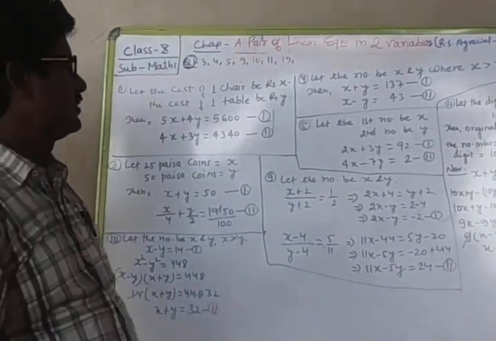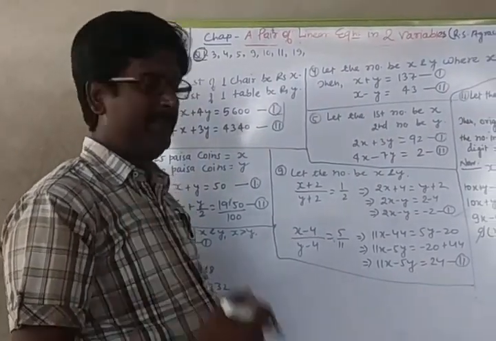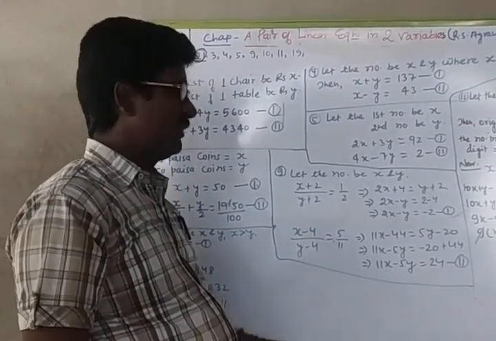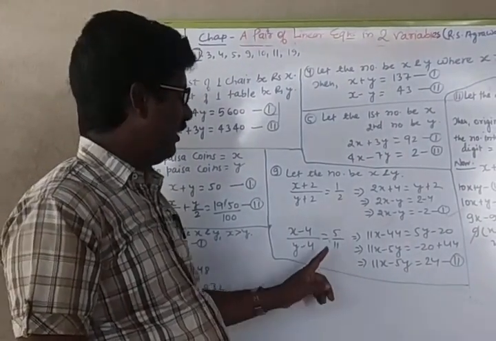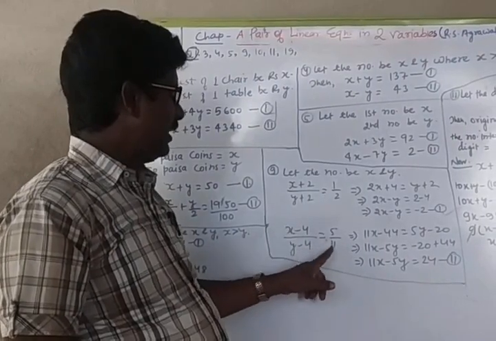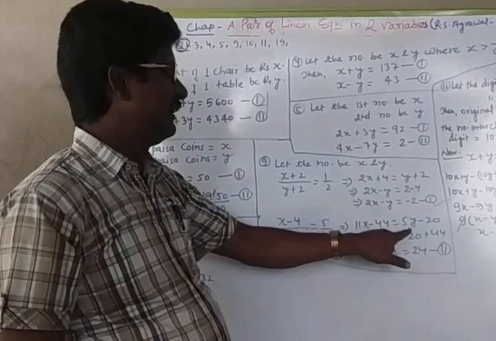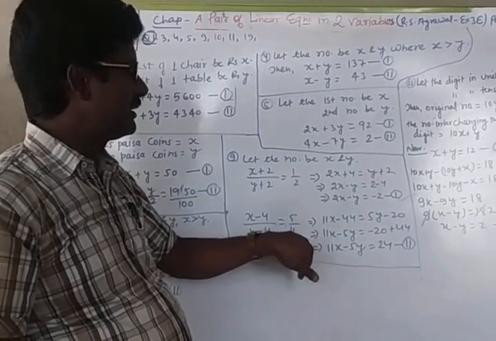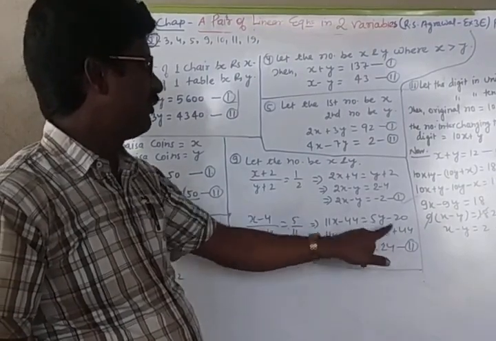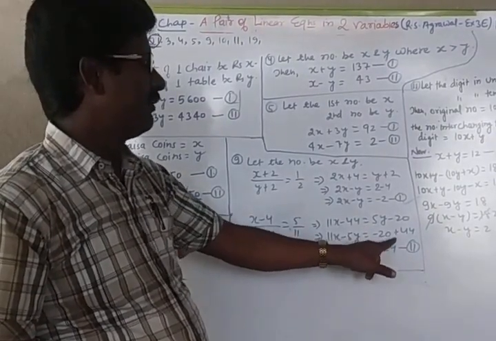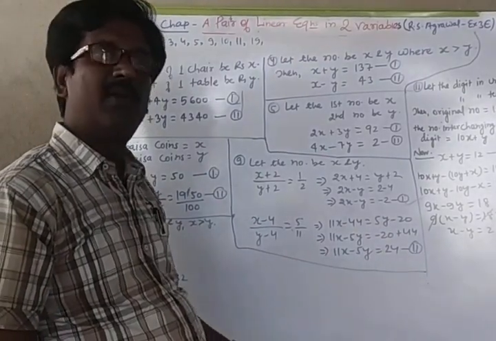And once again, the question is given, if 4 is subtracted from both the numbers, means x minus 4 upon y minus 4, then the ratio becomes 5:11. It means that is 5/11. And once again, I have cross multiplied: 11x minus 44 and 5y minus 20. And once again, this 5y is transferred to the LHS, then that has become 11x minus 5y, and minus 20 plus 44, and minus 20 plus 44 is 24. So this way 11x minus 5y is equal to 24.